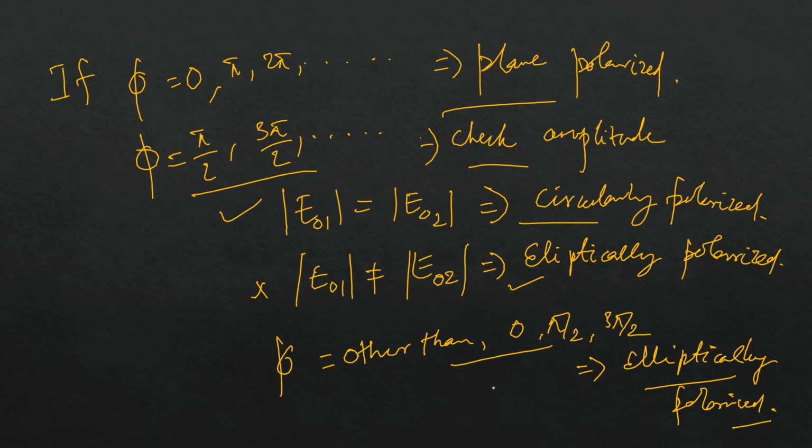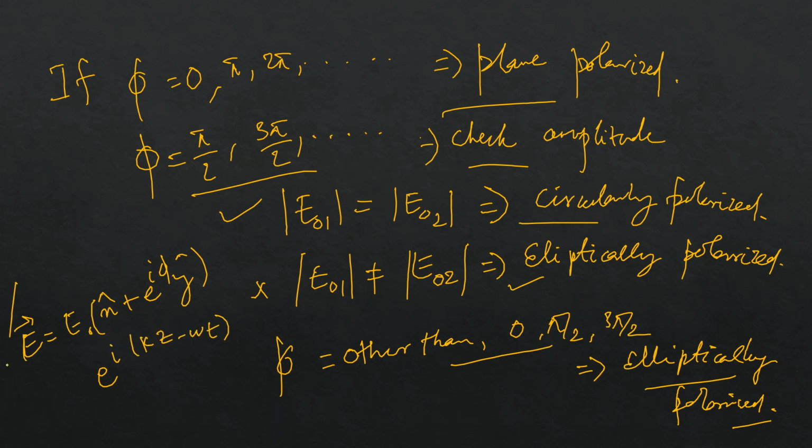So the general equation of the electric field will be E is equal to E naught (x cap plus e to the power i phi y cap) into e to the power i (kz minus omega t). This is your electric field.